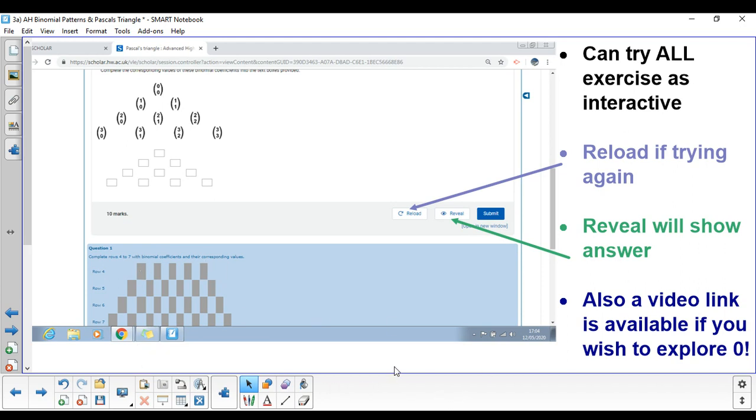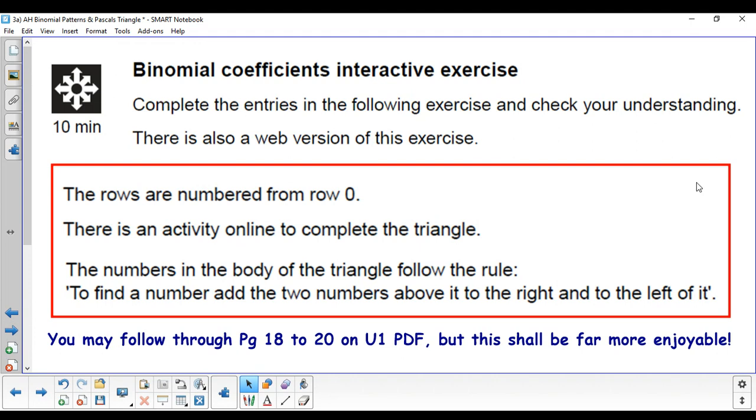If you can't access this, then you can just draw a big giant triangle yourself. Make sure you start with one at the top centre of the page, and then you can always reflect on it. Okay, and you can also view the video link for 0 factorial if you can access the Scholar. Okay, so if you can't access the Scholar, then just try to draw me a big triangle using the pattern. Otherwise, you can go through every single part of 18 to 20 in the PDF, but I think the activity will be more enjoyable than going through the 18 to 20. Okay.